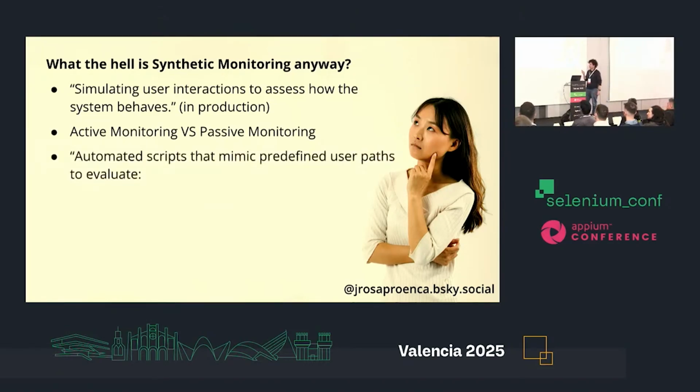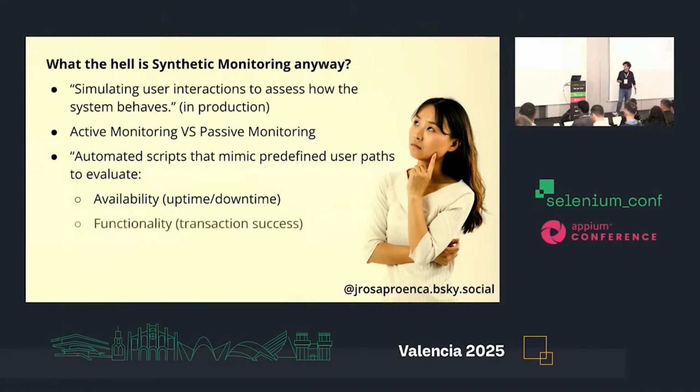Another definition that I found was automated scripts that mimic predefined user paths to evaluate availability, meaning is the system up or down? Can you complete a use case or not? Functionality, transaction success, can you actually go through the whole use case? Can a user actually take their shopping cart and go to the end and pay for it? And also for performance, response times and latency. For us, it was more about the first two, but I will get more into that later on.